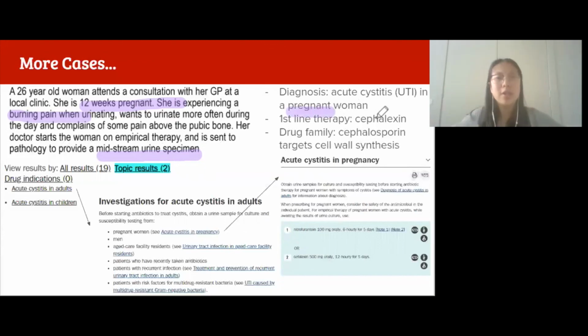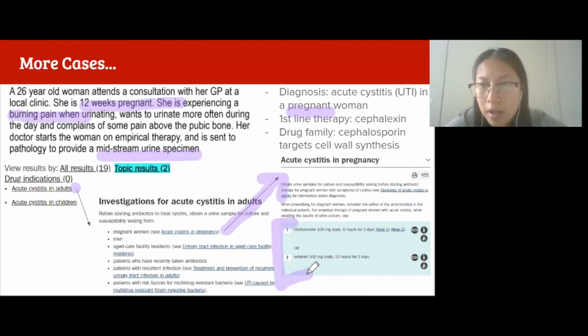What do we do? Well, we search up acute cystitis, and it gives us acute cystitis in adults, in children. You go within adults because she's an adult, right? 26. You follow that, and it tells you the investigations. You read through, and in one of the tabs, you'll find investigations for acute cystitis in adults, which makes sense because they've asked her to follow investigation, right? They've sent pathology to provide a midstream urine specimen. So what are they doing? Oh, pregnant women. That's exactly what we want. We follow that link, it takes us to acute cystitis in pregnancy, and it gives you the kind of drugs you should be using here for acute cystitis in pregnancy.